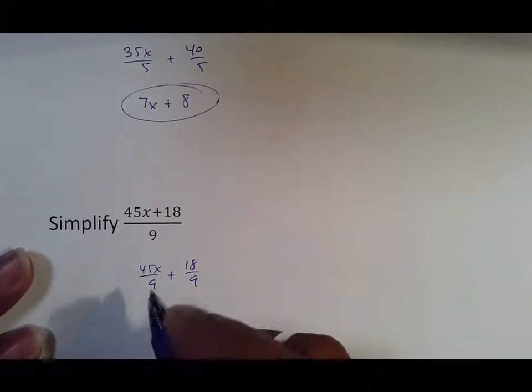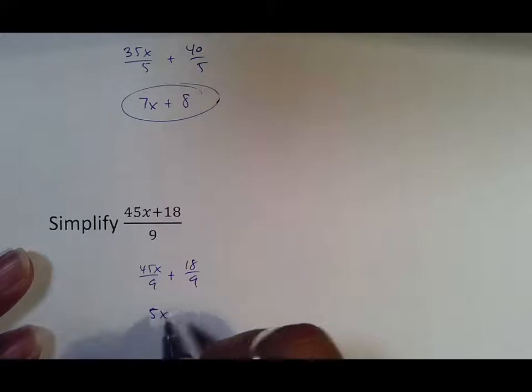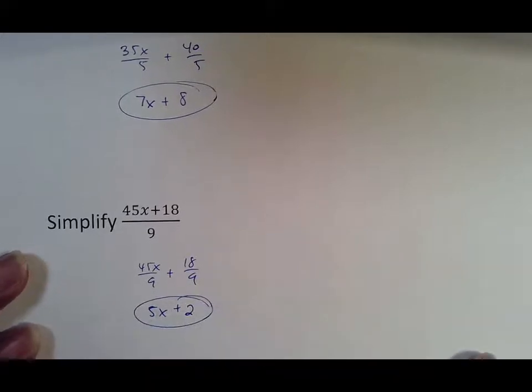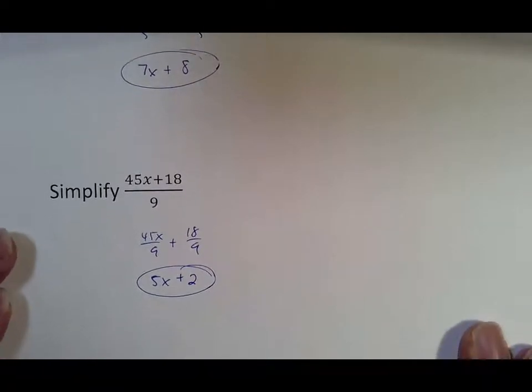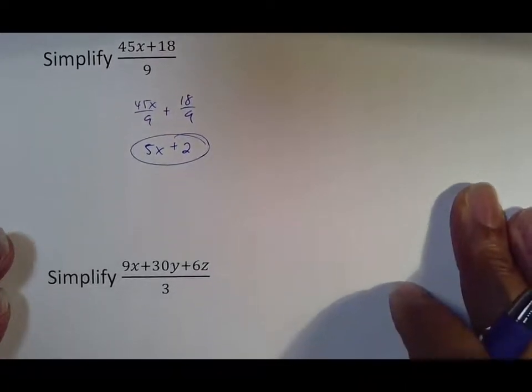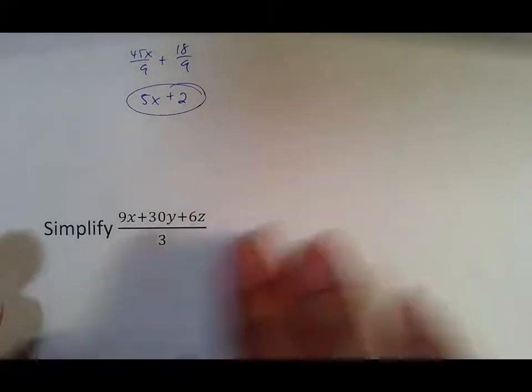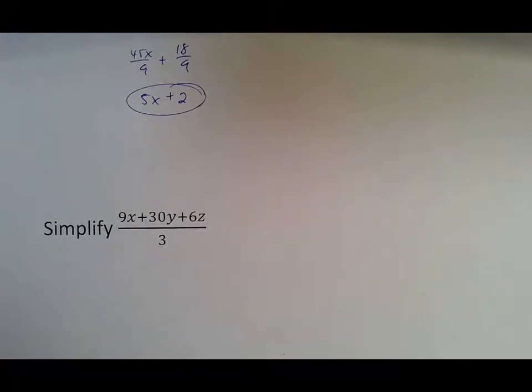Therefore, we go ahead and get 45 divided by 9, which is 5x. We get 18 divided by 9, which is 2. And that is my answer. Take a second, pause this one and try it out. I forgot to say that on the last one. Sorry about that. Hope you did it anyway. And I'm going over that now.